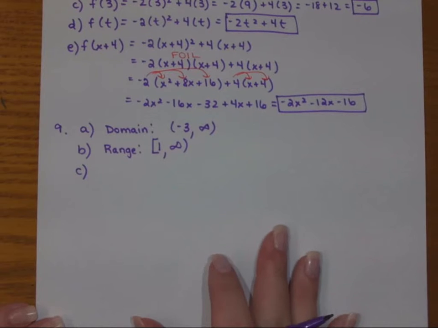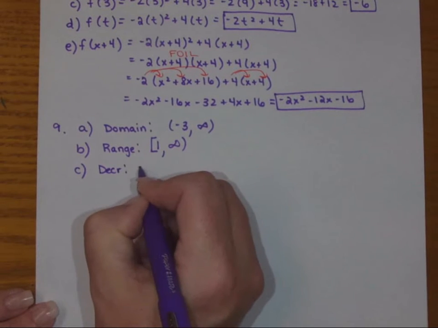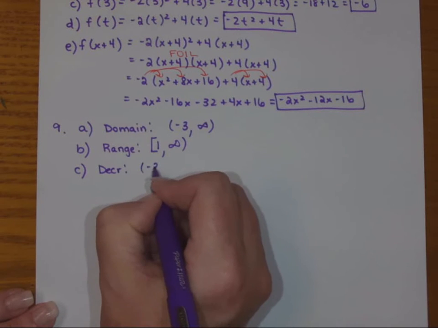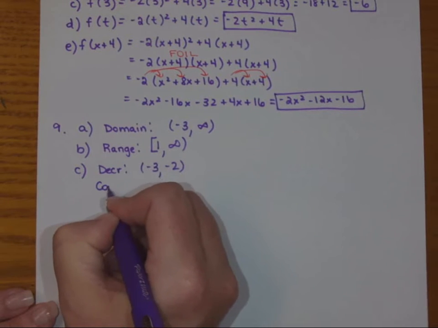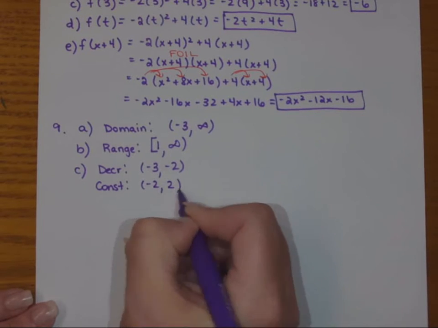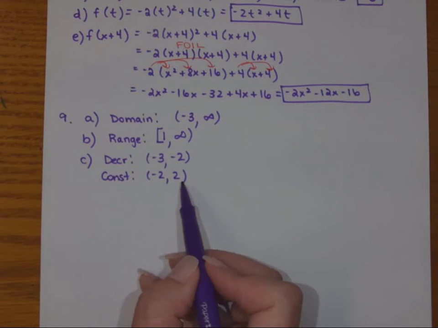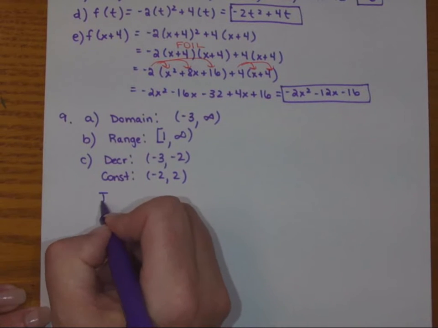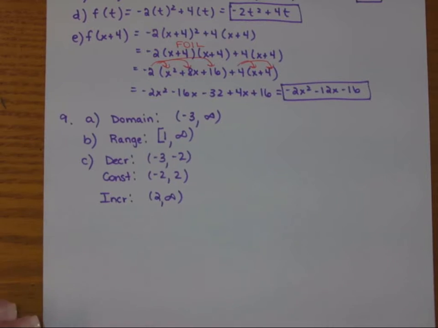Part C, where is the graph increasing, decreasing, and constant? So I'm going to abbreviate here. It's decreasing first, and remember we only care about x values. So it's decreasing from negative 3 to negative 2. It is constant for a bit from negative 2 to 2. Okay, remember these are not points, these are intervals. So it's from negative 2 to 2, that's how we write that. And then we are increasing from 2 forevermore, so 2 to infinity.